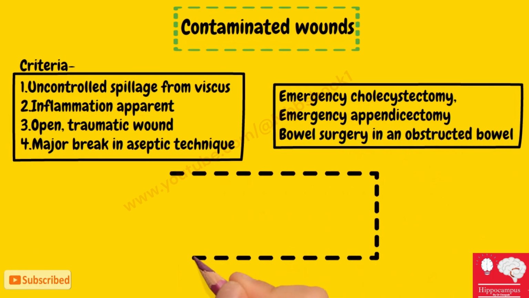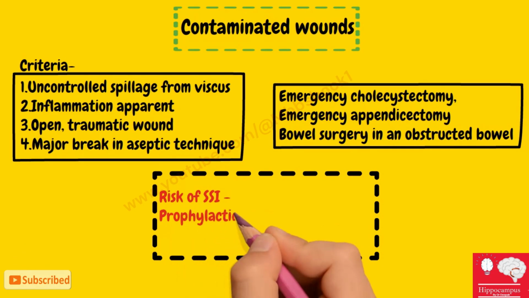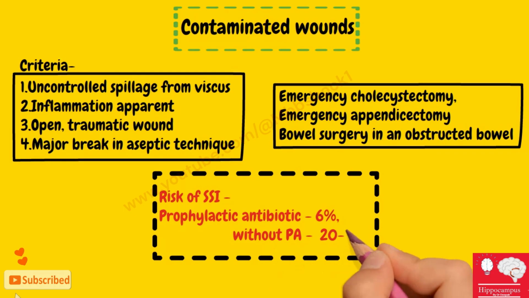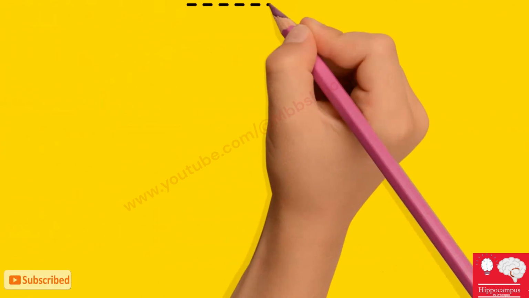And if we use prophylactic antibiotic, the risk is 6%. If we don't use prophylactic antibiotic, the risk is as high as 20 to 25%. So in these patients, prophylactic antibiotic should be used. Plus, antibiotic should be continued in the post-operative period to reduce the risk of wound infection.